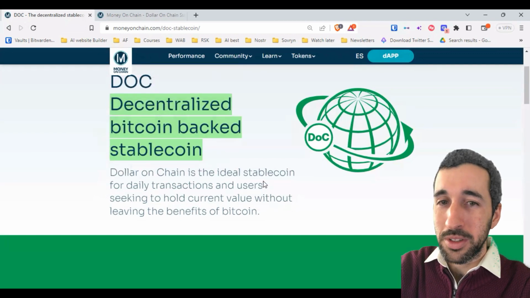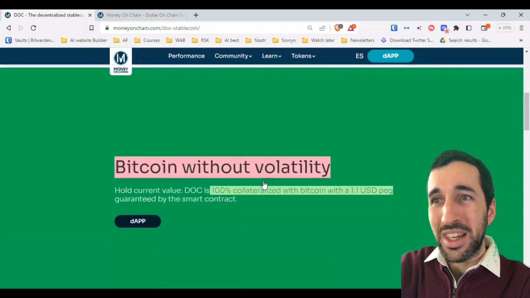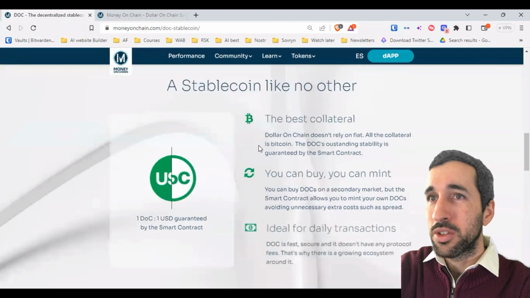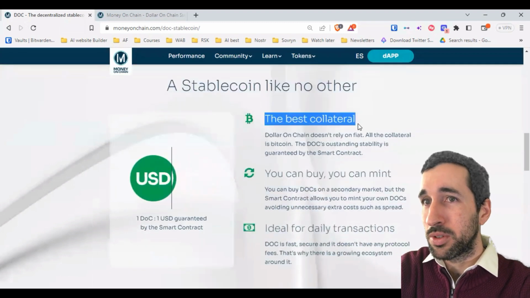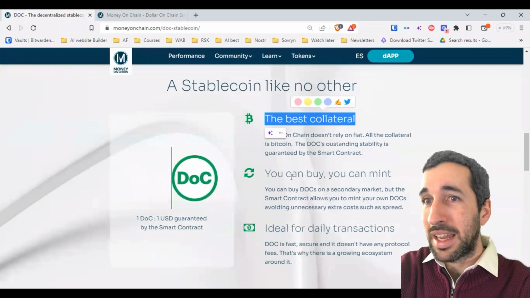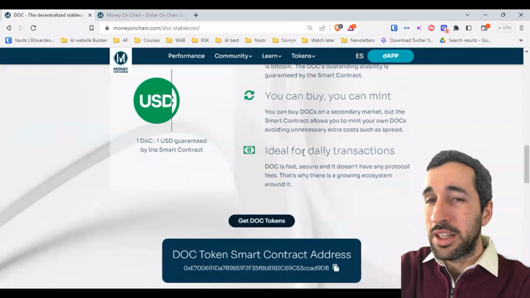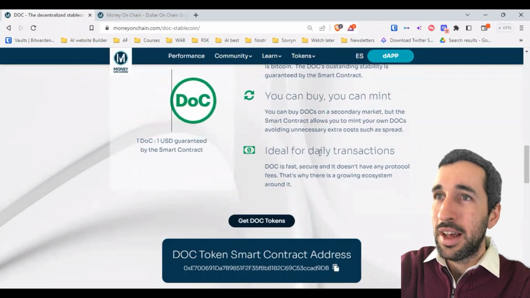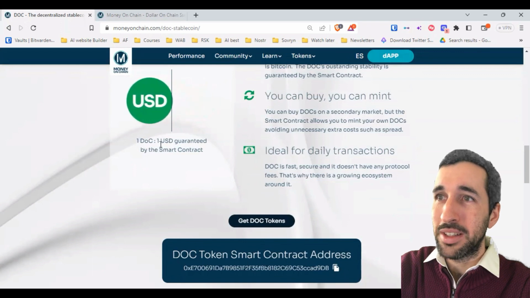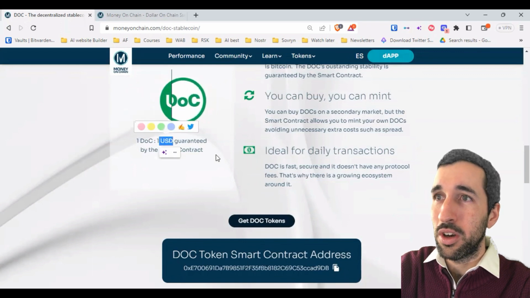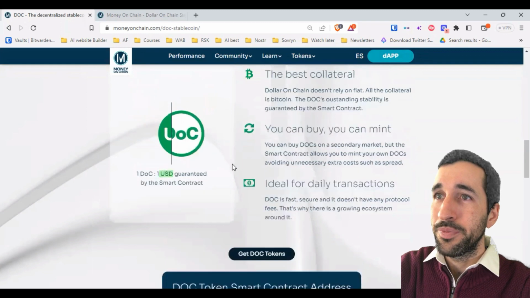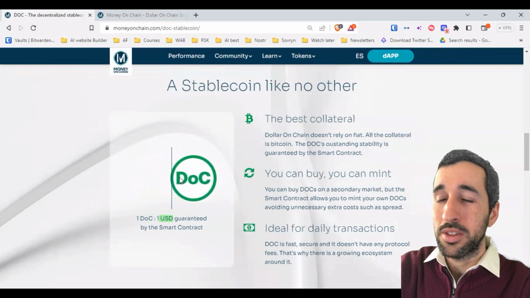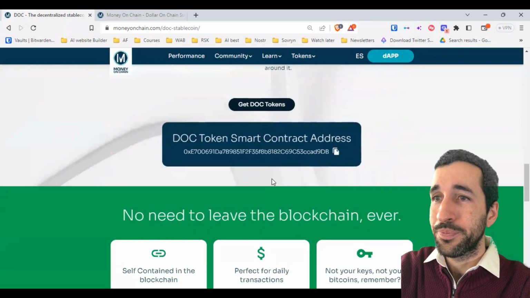Stablecoins are very important because for a lot of us, we can't just hold 100% Bitcoin all the time, all right? So here we got it. It's using the best collateral. It's using Bitcoin. You can buy and you can mint anytime. And it's ideal for daily transactions, right? Because we're not measuring things in Bitcoin. Everybody's still using USD as their unit of account. So basically, you have to keep in mind that a DOC is always worth the same as $1. Okay?